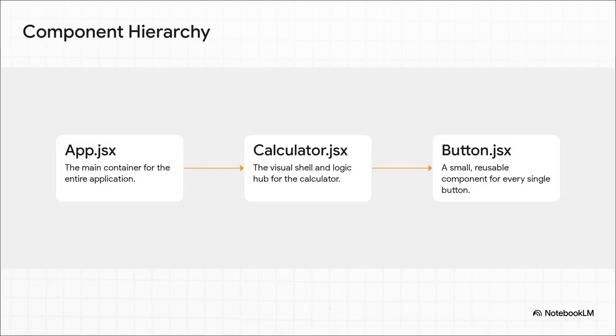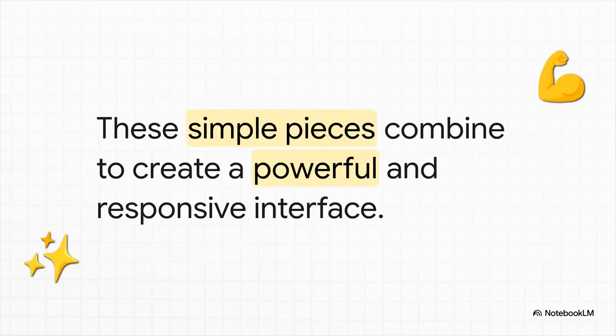And you can see that structure right here. At the very top, you have app.jsx, which is kind of the main box holding everything. Nestled inside that is the calculator.jsx component. That's the visual shell and also the brains of the operation. And then you have this tiny button.jsx component that gets reused for every single button on the screen. Simple, right? And that is really the magic of it all. By focusing on these little, simple pieces, the final result is this incredibly powerful and polished interface. It's just a perfect example of component-based design in action.